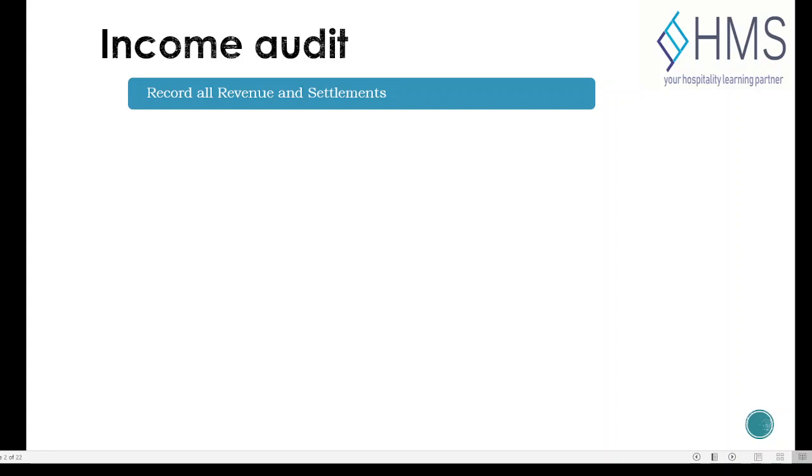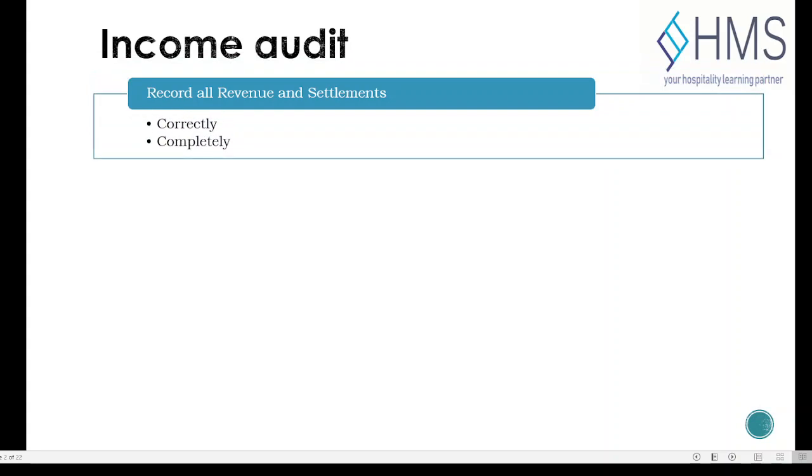Okay. So, as we know, the income audit is mainly responsible for recording the revenues and settlements. Settlements are done at the front office or F&B, and then in the PMS, and the revenues are recorded in the PMS as per the reservation or as per the POS checks. So what does income audit do basically in recording? That's what we are going to discuss in this course.